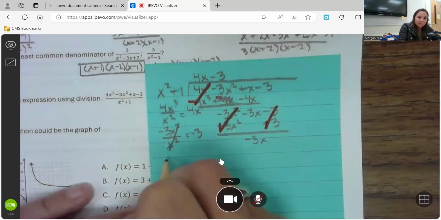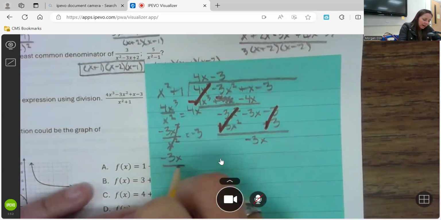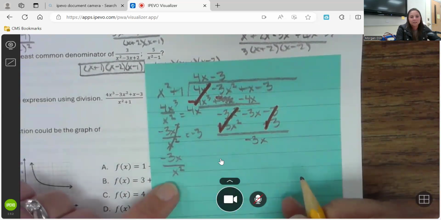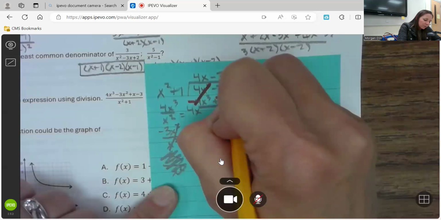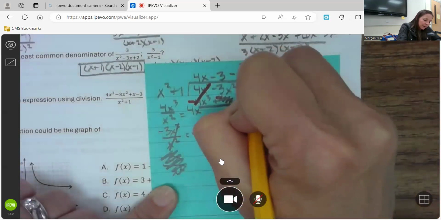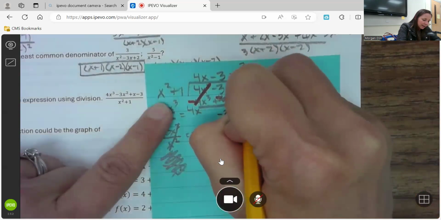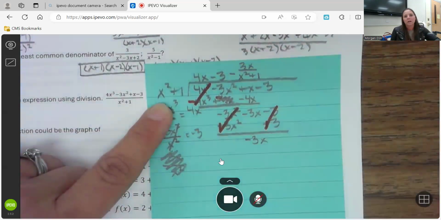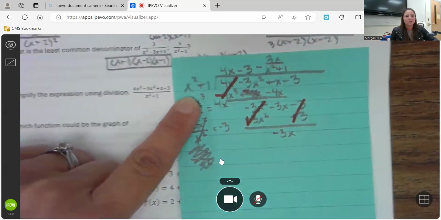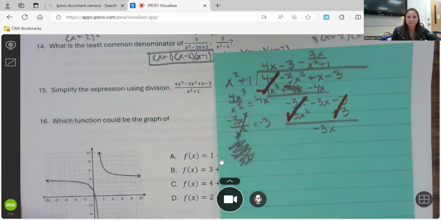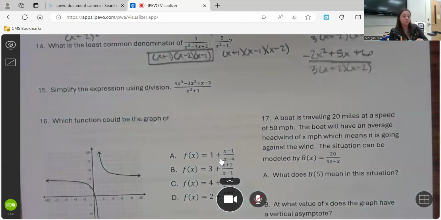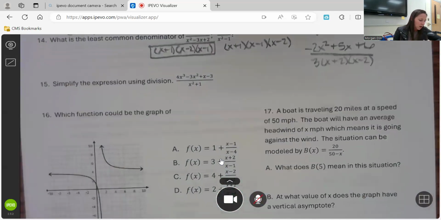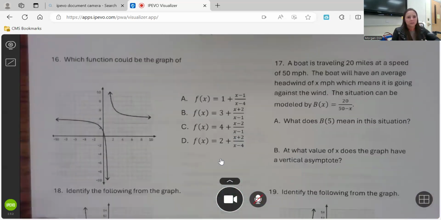This is our remainder because if I try to do negative 3x divided by x squared, I'm going to have something left in the denominator. So I don't do anything else with that. For our remainder, we're going to put negative 3x and we're going to put it over what we're dividing by, x squared plus 1. So that is the answer to number 15. At any time you need to pause or re-look at a problem, just rewind and do it.